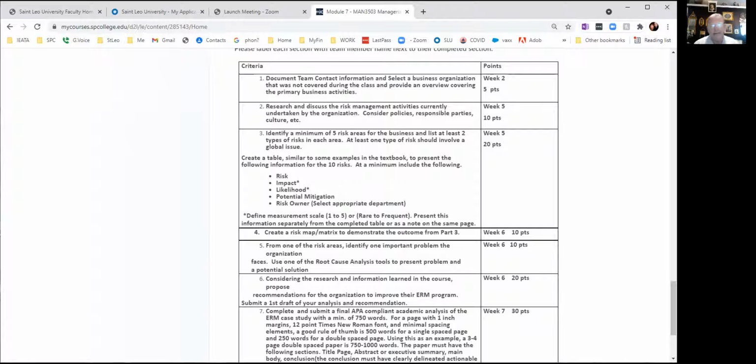Another one for them is the funding risk that they have, because that is always a risk for any nonprofit.